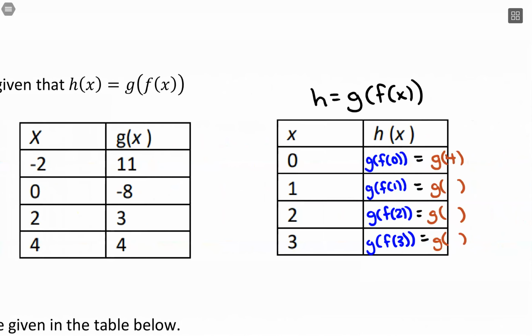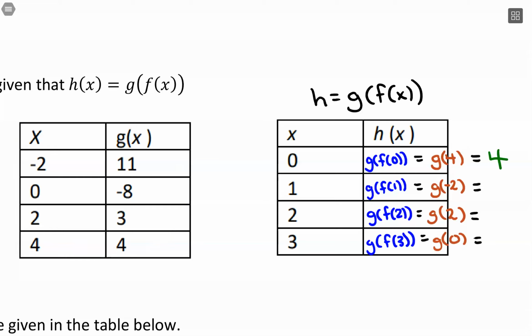And then with that, I'm going to get to my last step where I'm actually getting the values for h of x, and that's coming from this next table. It's going to go in a little bit of a different order. So if I want g of 4, I need to look at where x is 4, and we can see that the output for g of x is positive 4.